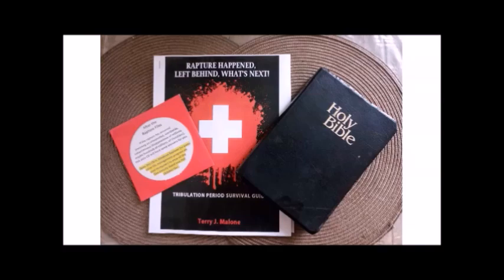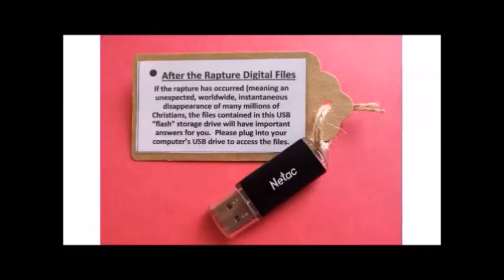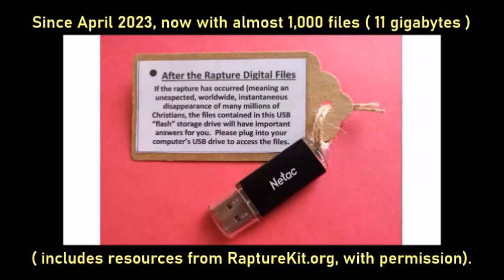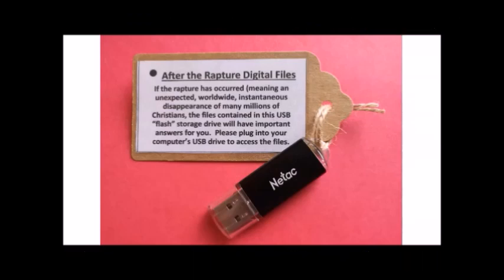Now, let me get to the next slide. This is what I've created. This is 7 gigabytes of information. Believe it or not, it's a lot, 400 files, just on a simple 8 gigabyte hard drive. These are $3 on Amazon. You can get them cheaper as well. And a tag just to explain to people if the rapture has occurred and explains what it is. The files in this USB drive will have important answers for you. And there you go. And hopefully they'll access it.